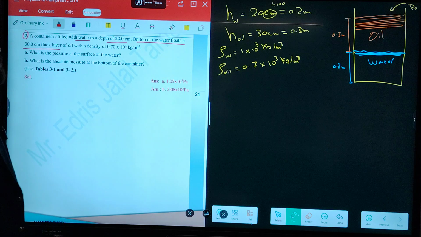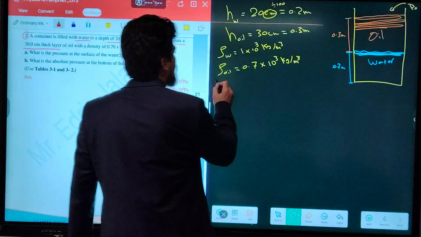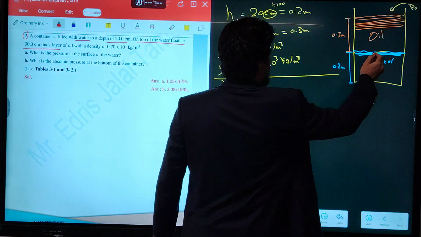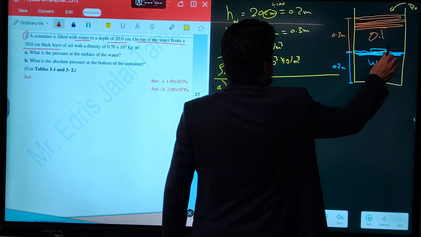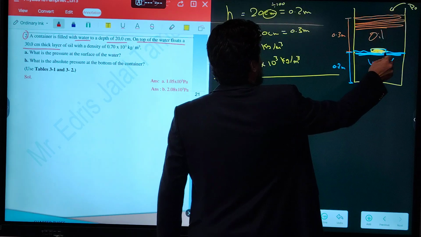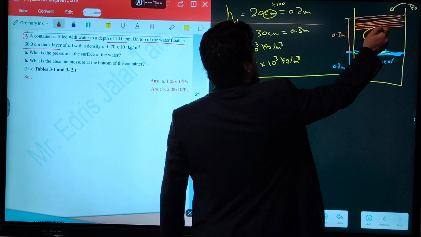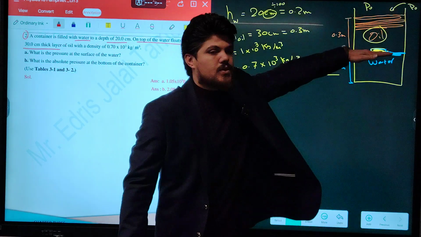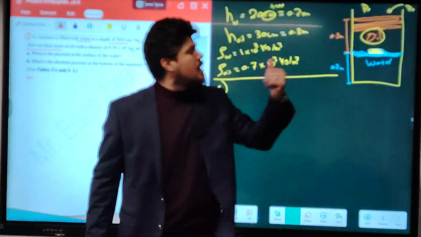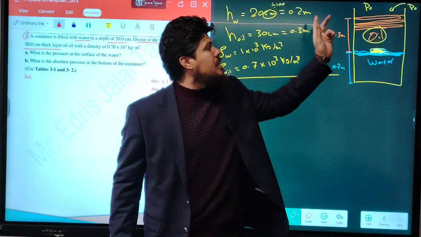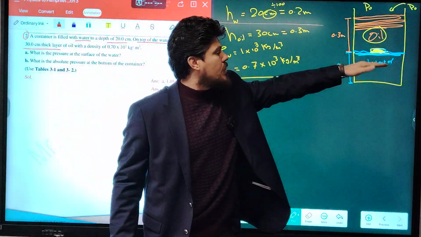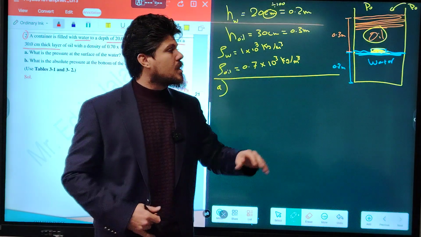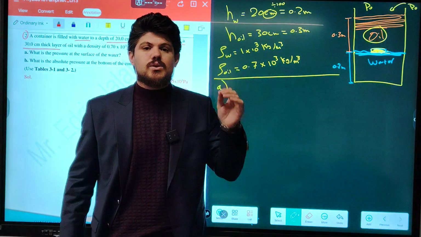Okay, what is the pressure at the surface of the water? What is unknown, branch A? The pressure at the surface of the water. At the surface of the water, how many pressures are affecting it? Only the oil's pressure and atmospheric pressure. There are two pressures: the pressure of the oil and the atmospheric pressure. For branch A, we do not count the pressure of the water. Why? Because we have to find the pressure at the surface of the water.